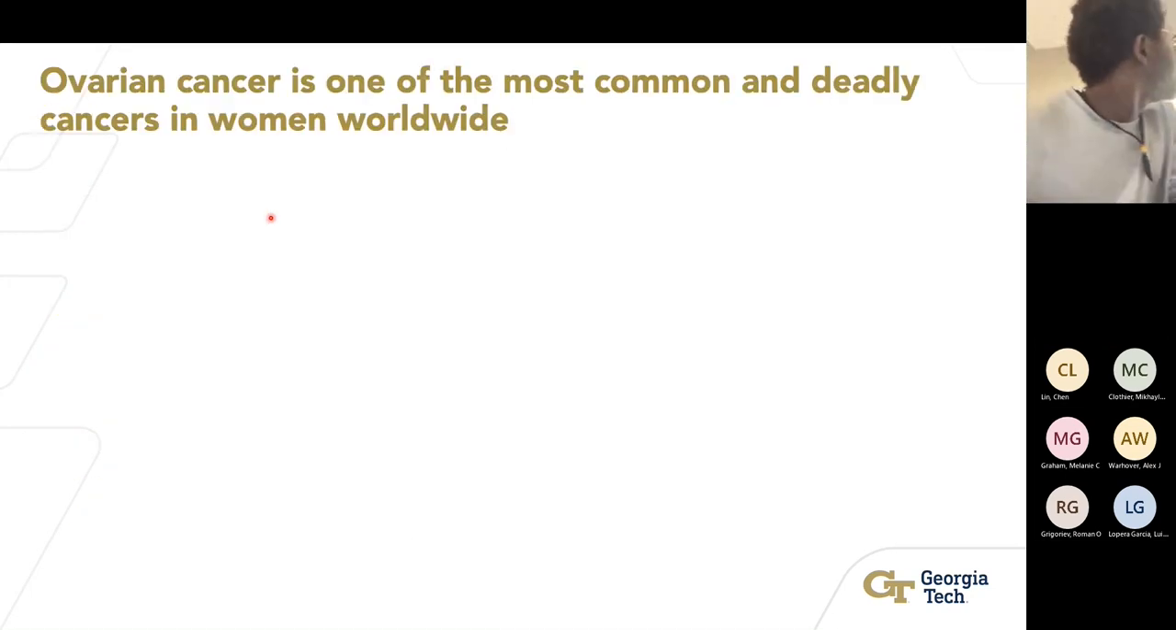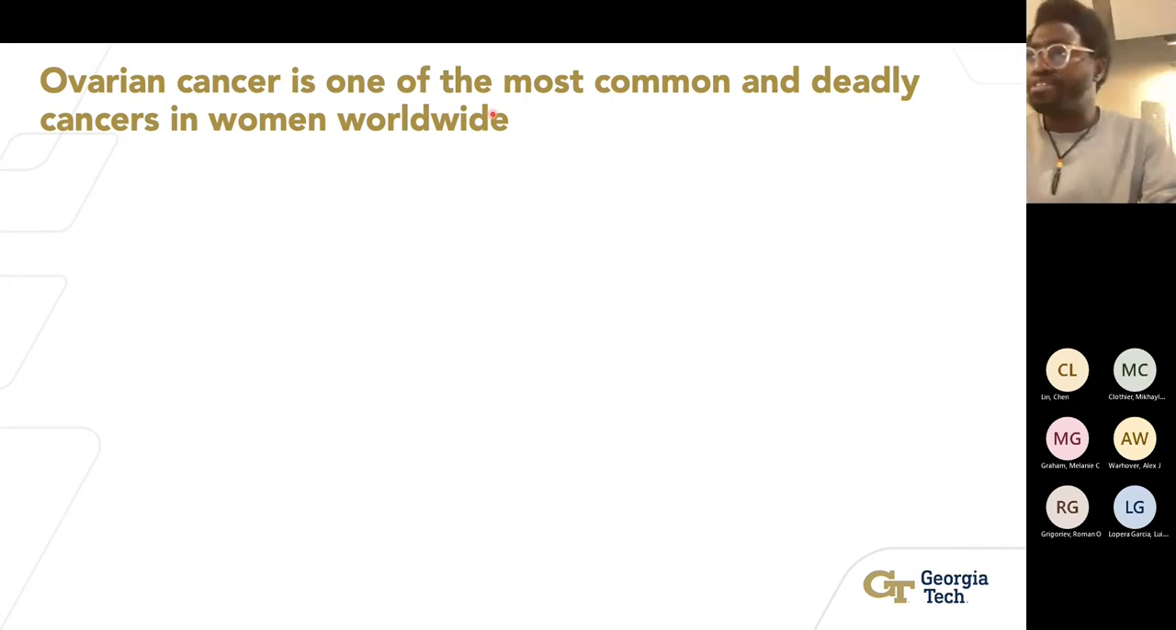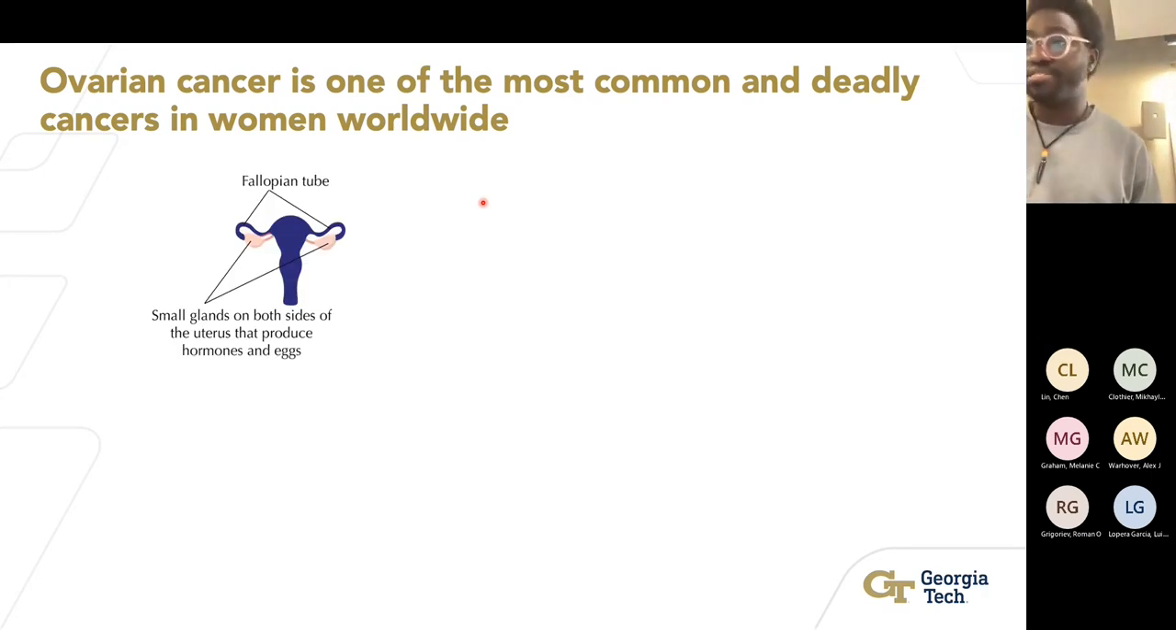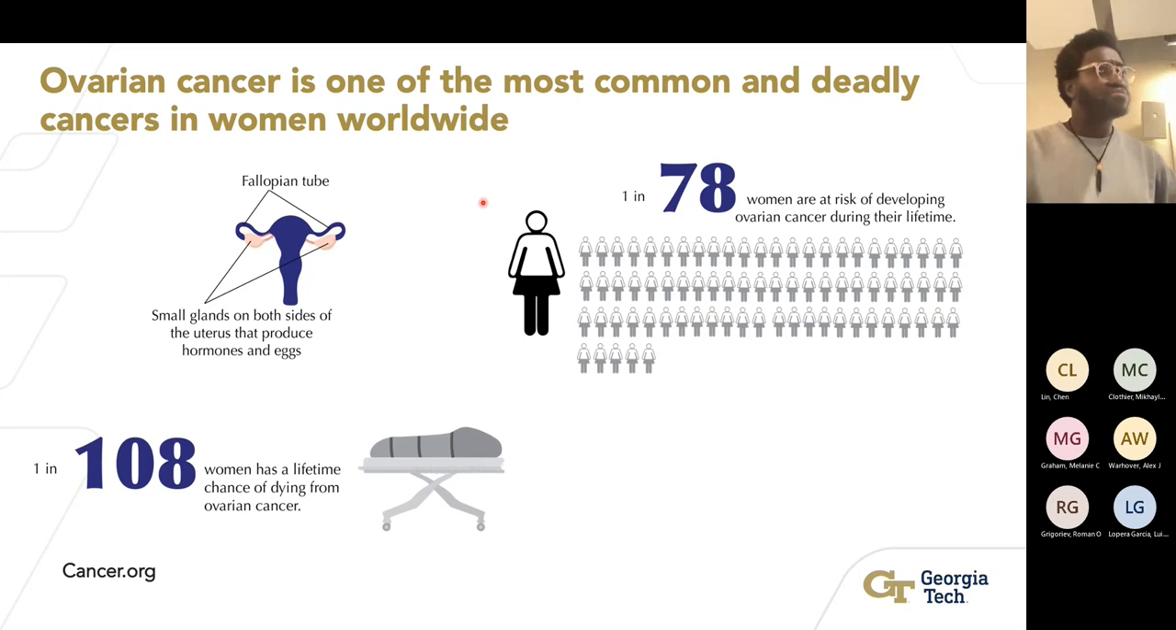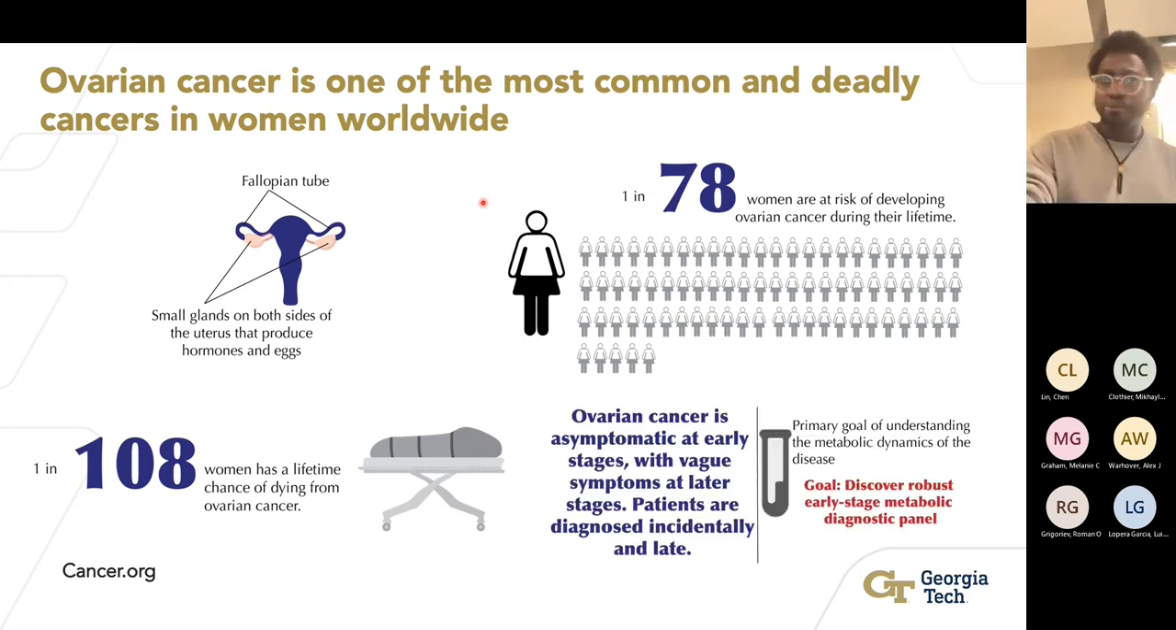Again, we're having some blocking here, but I'm going to read it out loud. Ovarian cancer is one of the most common and deadly cancers in women worldwide. That goes without saying, we all know that. It starts from the fallopian tube, spreads into the ovary, goes into the abdomen, and of course, it's mostly disaster afterwards. But 1 in 78 women are at risk of developing ovarian cancer during their lifetime. 1 in 108 has a lifetime chance of dying from ovarian cancer.